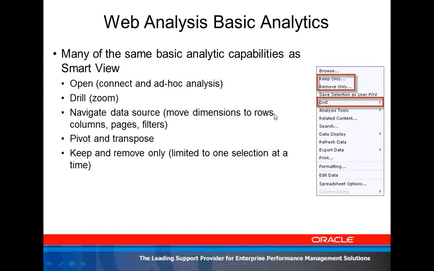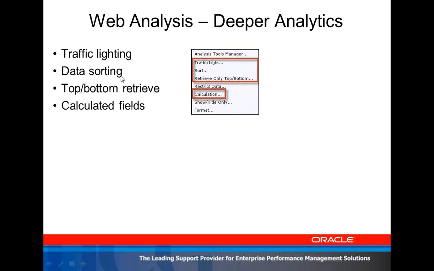So there are some basic analytics like keep only, remove only, the same as I had in SmartView, drilling up, drilling down. I can go into the data source area, moving dimensions to rows, columns, and pages, as you saw me do earlier. I did some pivoting and transposing on the fly. I didn't show you keep and remove only, but it's really pretty easy.